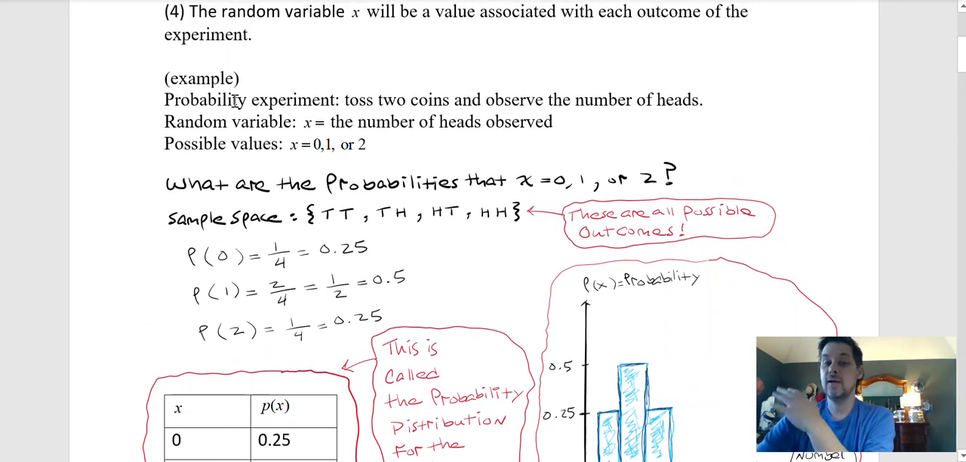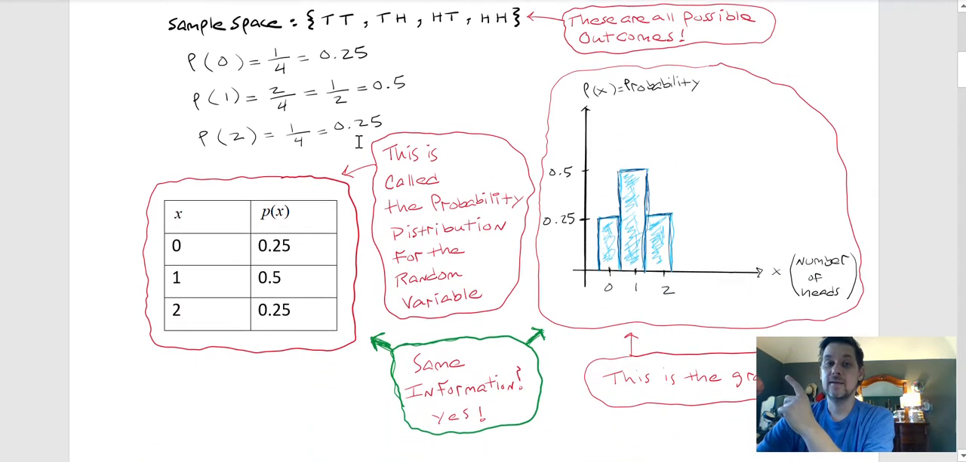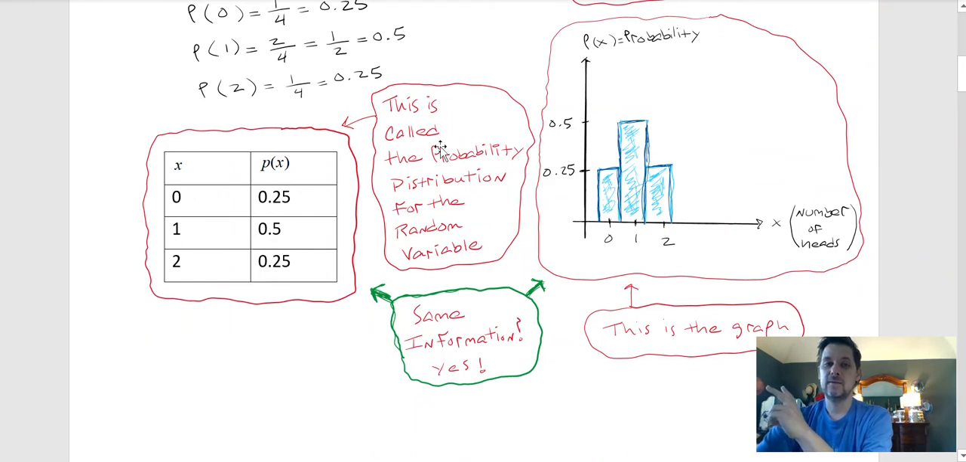Okay, so I've got my probability experiment. I defined my random variable. Then I calculated the probabilities that it would take any of its values. Now, we get 2 things from that. We get the probability distribution for the random variables. That's this. The random variable is x, the number of heads you observe between 2 coins that are tossed. It could be 0, 1, or 2. And the probability that it takes any of those values as we calculated. So this table is the probability distribution for the random variable.